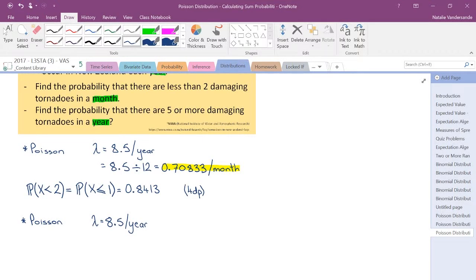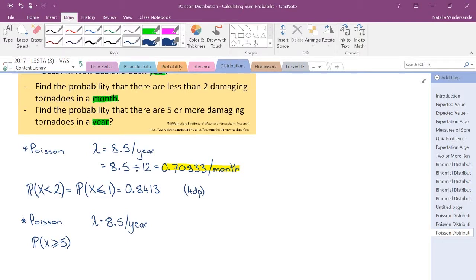Now for the probability statement. We're trying to find the probability that x is equal to 5 or bigger. Now I can't use 5 as x in my graphics calculator because the calculator is programmed to work out range probabilities counting down. So if I did use 5, it would be finding the probability of 5, 4, 3, 2, 1, or 0 tornadoes in a year, which is not what I'm after.